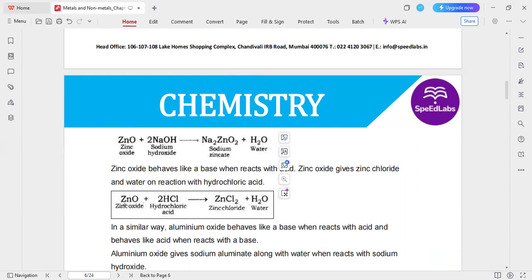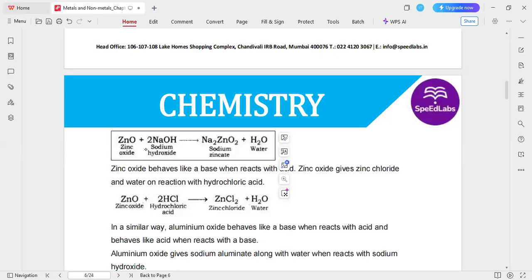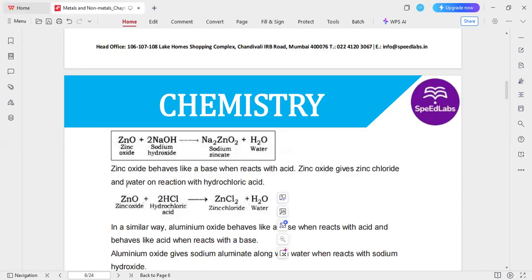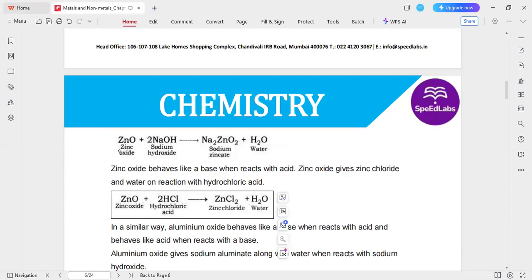In the second equation, zinc oxide reacts with hydrochloric acid and gives zinc chloride plus water. Whenever it is reacting with sodium hydroxide, zinc oxide is acting as an acid. Here this is salt, this is water. But whenever it is reacting with HCl, zinc oxide is acting as a base. So the same substance acts as a base as well as an acid. Such substances are called amphoteric.